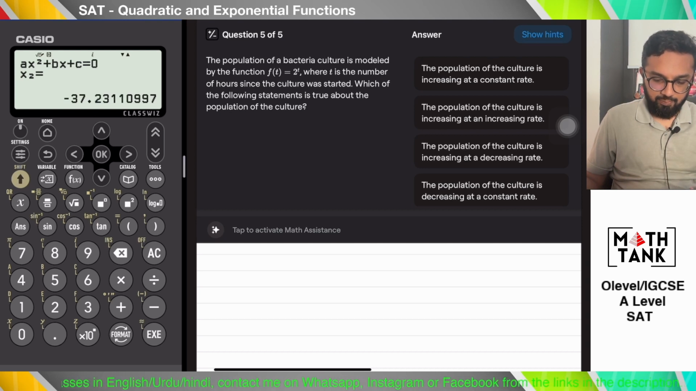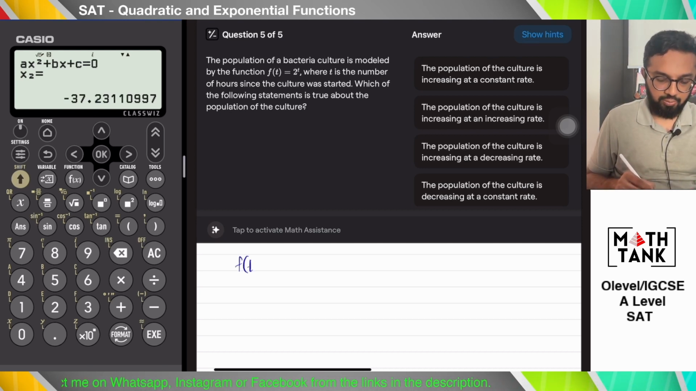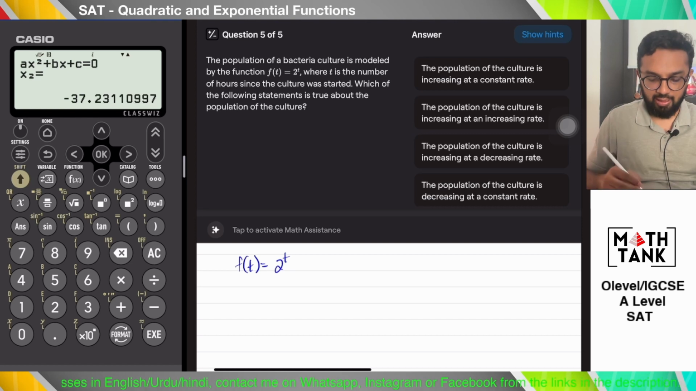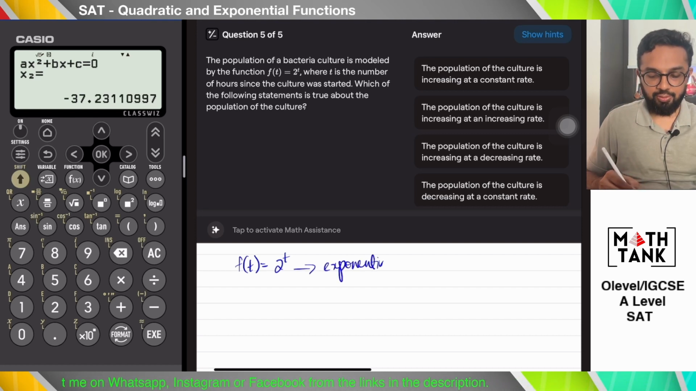Okay, the population of bacteria in a culture is modeled by the function 2 to the power t, which means the bacteria is doubling every time period that passes, which is the number of hours. So every hour it becomes twice: 2 to the power 1, 2 to the power 2, and so on. Which of the following statements is true about the population culture? The population is increasing at a constant rate. No, these are exponential functions. They cannot increase at a constant rate. They grow at an exponential rate.